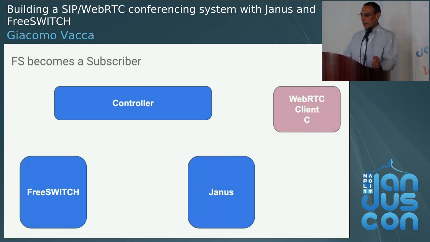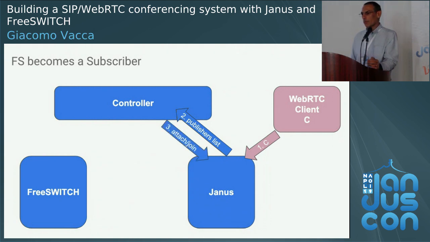It's similar in terms of FreeSWITCH becoming a subscriber. In this case, without details on how WebRTC clients become a publisher, Janus will provide the list of publishers to the controller application via the API, and so the controller can apply some logic and say, okay, there are some new publishers FreeSWITCH is not subscribed to, so I'm going to become a subscriber on behalf of FreeSWITCH.